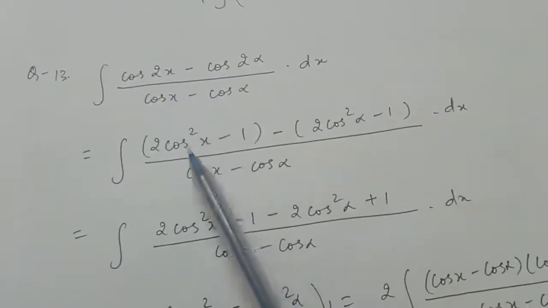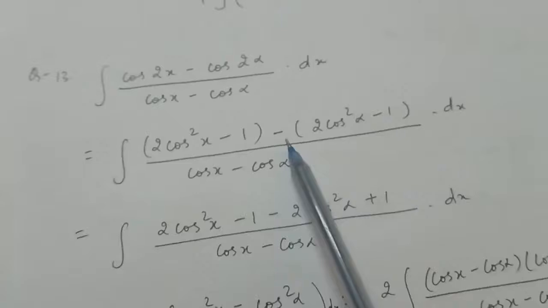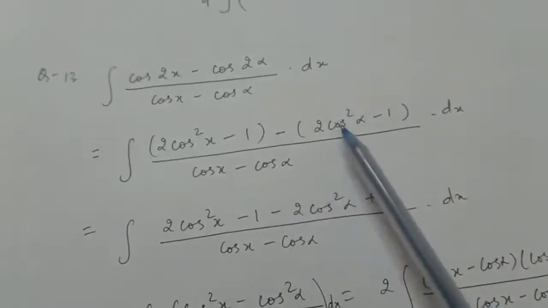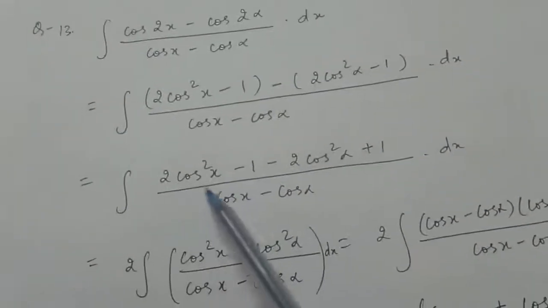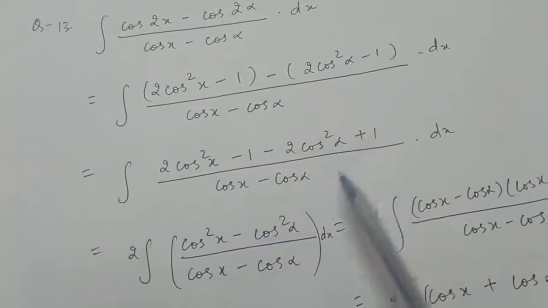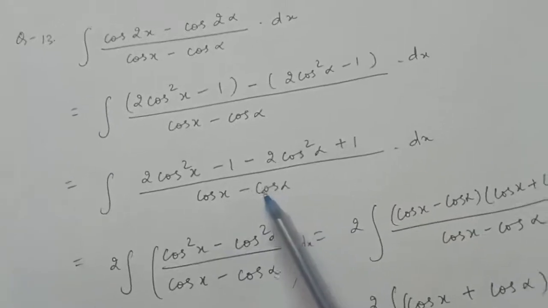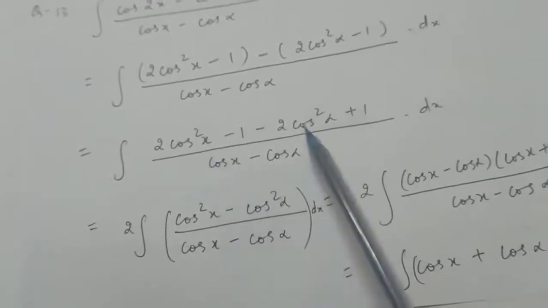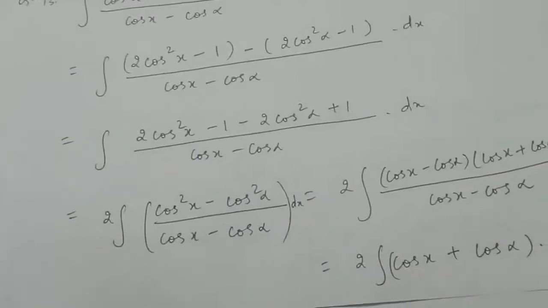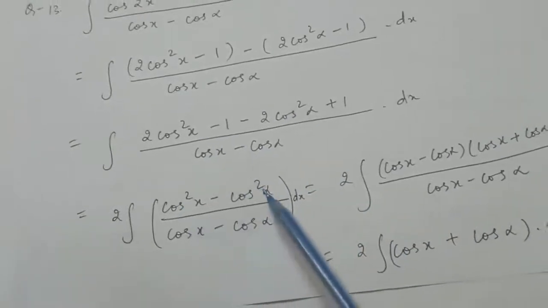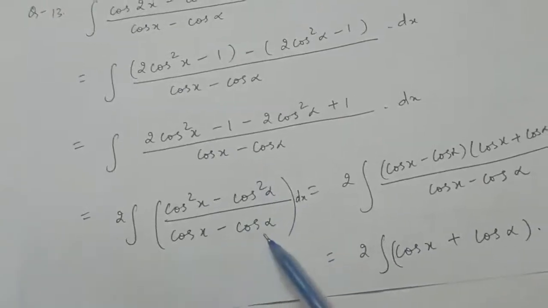Now cos 2x can be written as 2 cos square x minus 1, and cos 2 alpha can be written as 2 cos square alpha minus 1. I have just used the identity, right? Now you will get 2 cos square x minus 1 minus 2 cos square alpha plus 1 upon cos x minus cos alpha. Now see, this 1 will get cancelled. So you will get 2 cos square x minus 2 cos square alpha, also taking 2 common from both of these terms, so you will get cos square x minus cos square alpha upon cos x minus cos alpha.